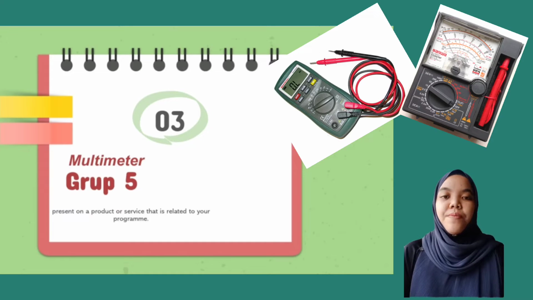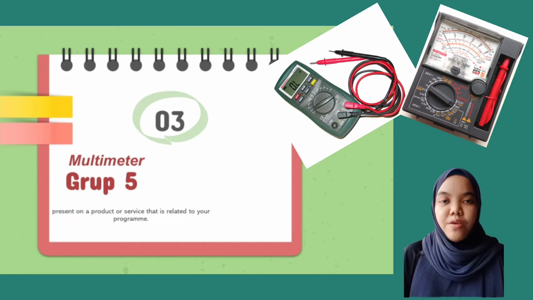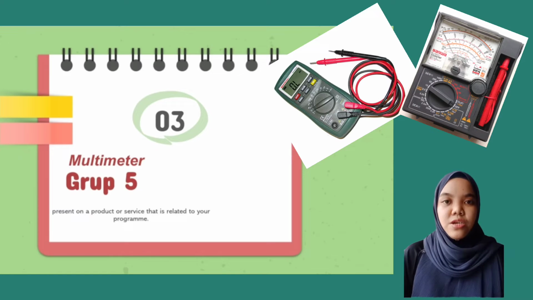Analog multimeters are less expensive, while digital multimeters are expensive. And that's all from me for the characteristics of the multimeter, analog and digital multimeter.